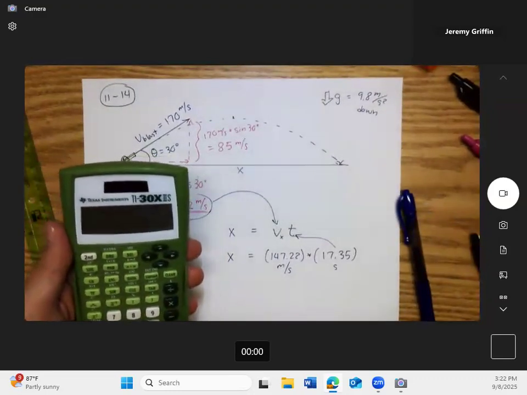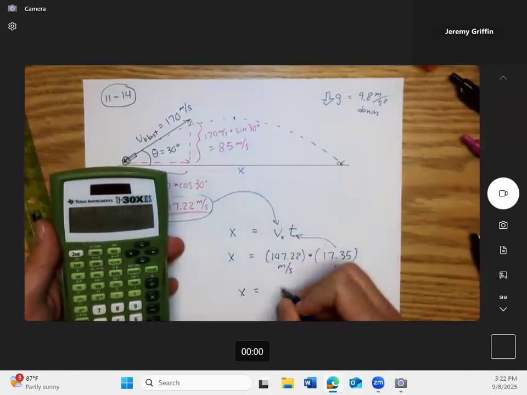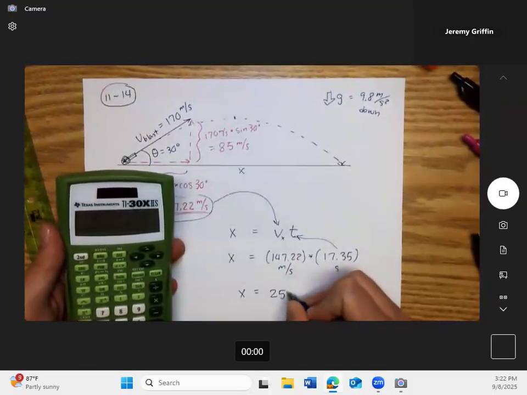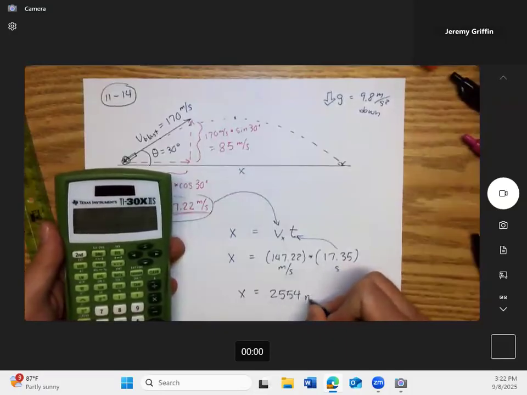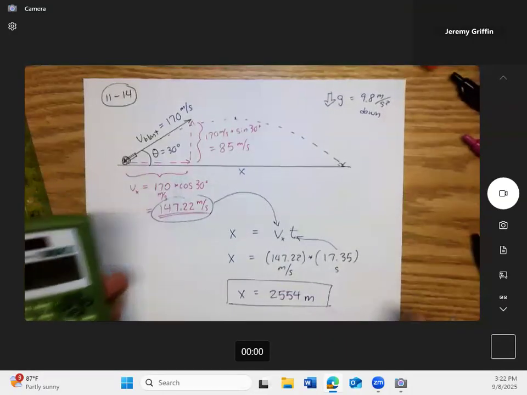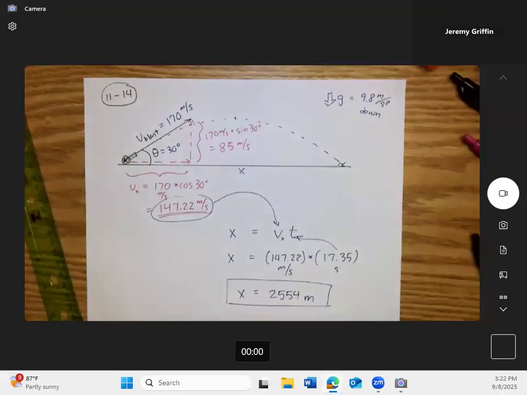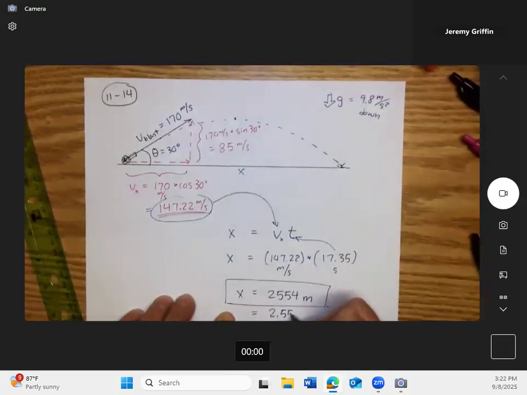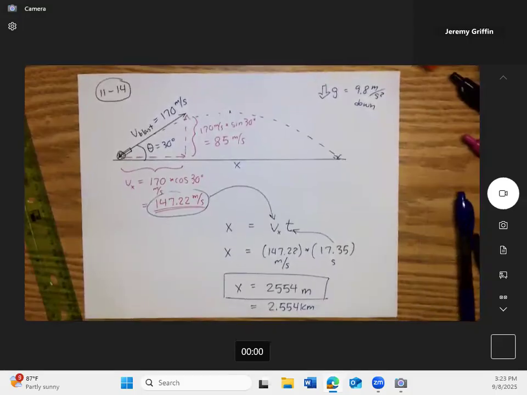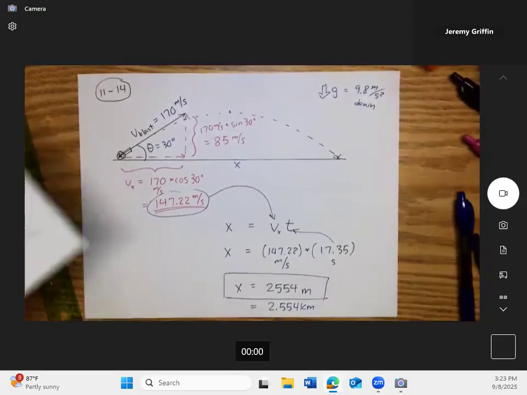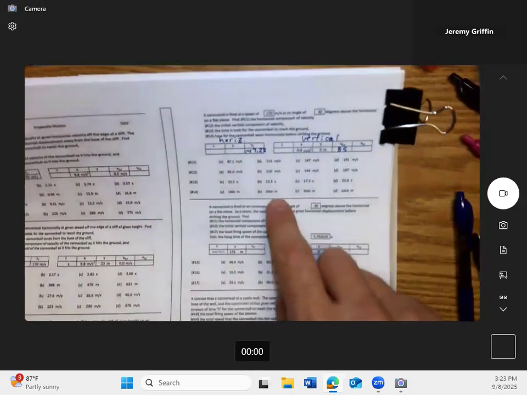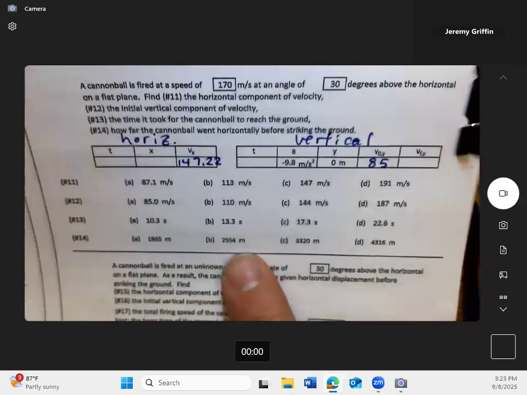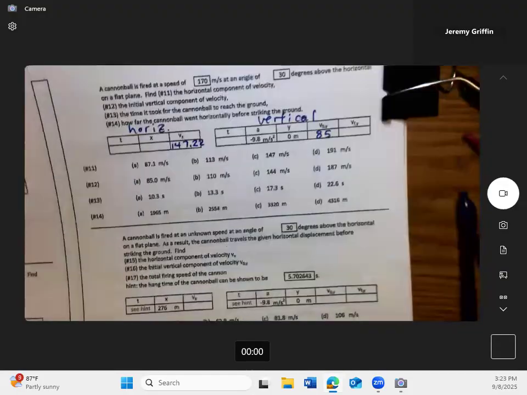That times that. I'm getting this cannonball lands 2,500 and some meters downrange, about 2.5 kilometers. Powerful cannon. I guess I could write it that way if I wanted to, 2.5 something kilometers. Make sure that's an answer choice. We're getting 2,500 and some. Oh yeah, it's right here. Ooh, down to the meter. Nailed it. Bam. All right. Got it right there.